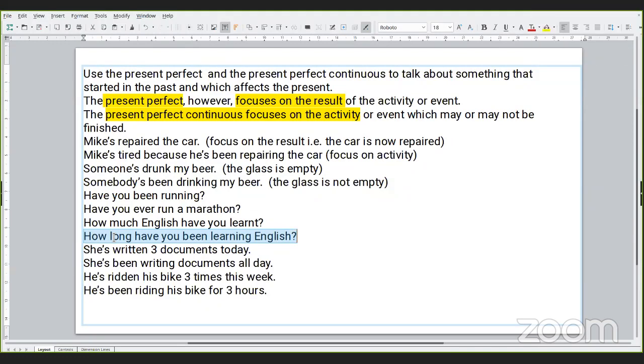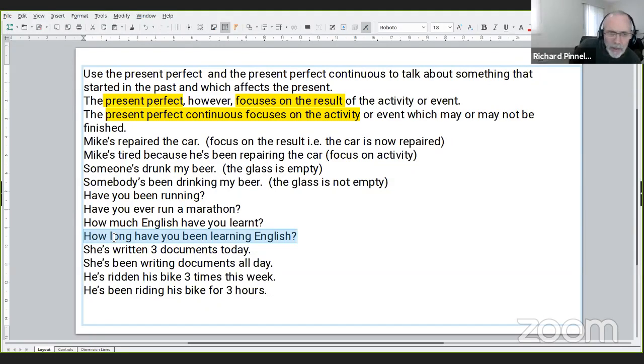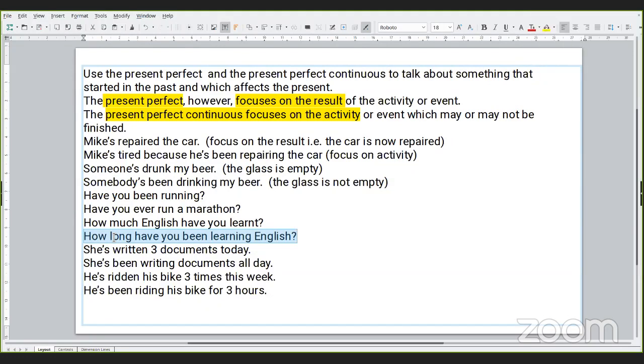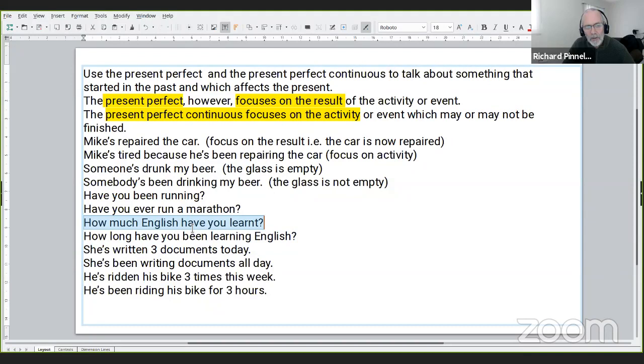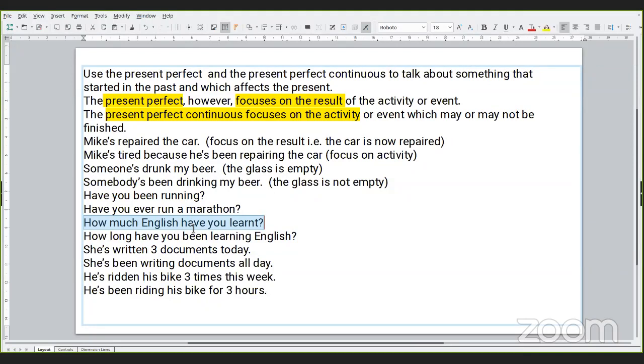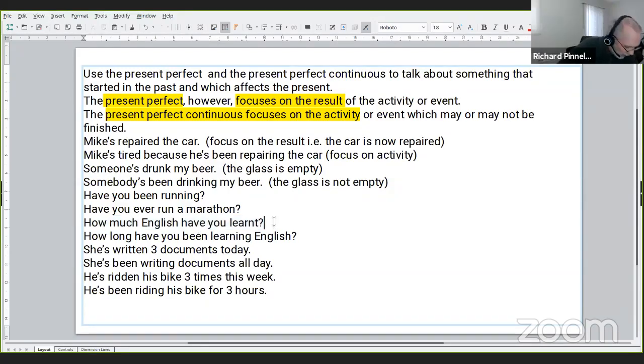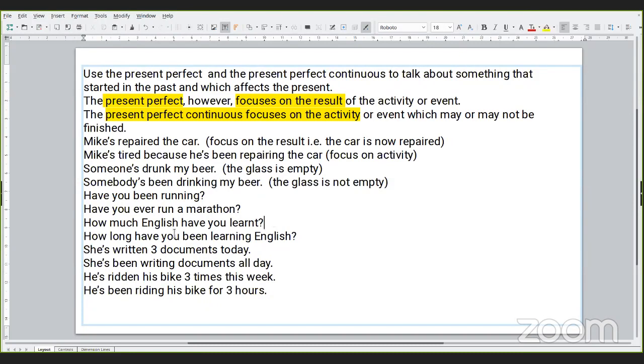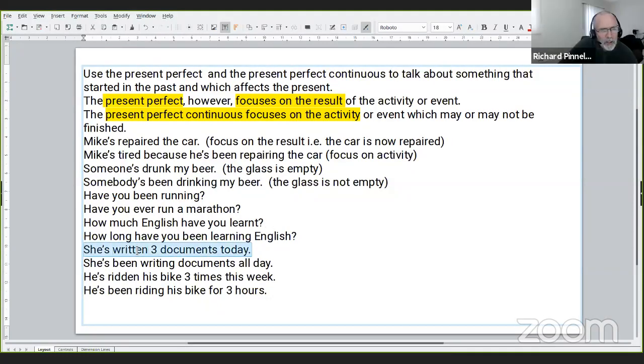Not many years, like 10 years. And how much English have you learnt? I don't know, it's a difficult question. Maybe you can say, yes, a lot. I've learnt a lot of English, or I haven't learnt much English. Okay, here are some more examples.